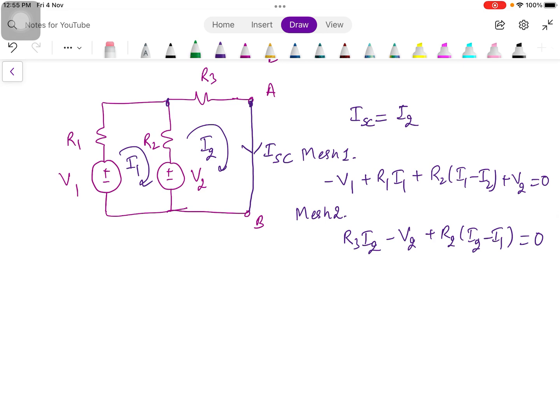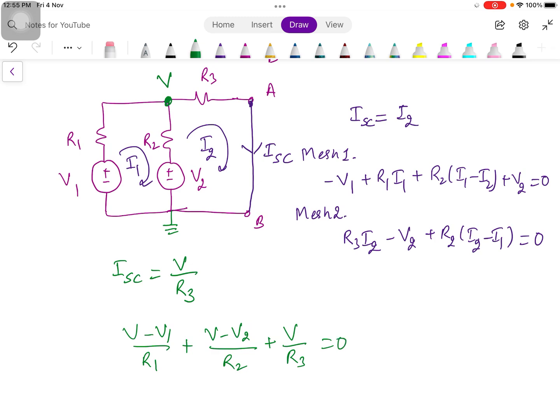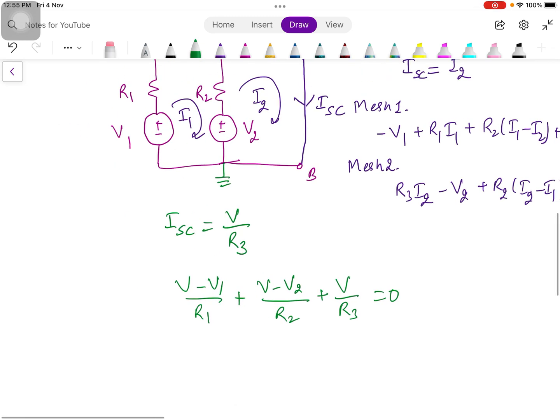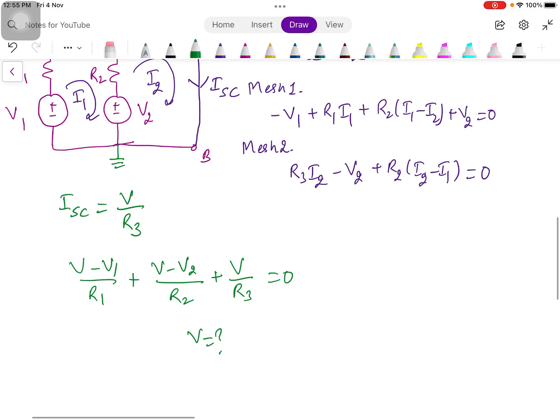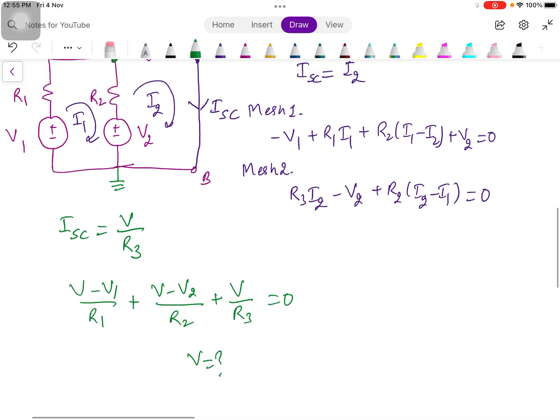Or you can also solve it by using nodal analysis. So if we go with nodal analysis, then ISC is equal to V upon R3. We need to find out the value of V by applying KCL at this node. Then the equation will be (V minus V1) by R1 plus (V minus V2) by R2 plus V by R3 equal to 0. Only one unknown, you can find out the value of V from here and then you can have the value of ISC. So you can choose a method in which you feel comfortable, you will get the right answer.